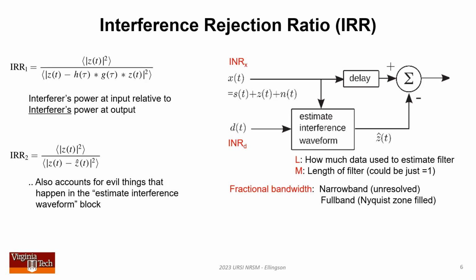If we want to do a performance study, then what we need to know is IRR as a function of a few things. Certainly, the interference to noise ratio at the input, which I'm calling INRX, is important. Also, the interference to noise ratio of the reference signal, which I'm calling INRD, is also important. As far as design, there are two considerations. First, the amount of data that's used to design the filter, and we'll call that L. And second is the length of the filter, and we'll call that M.